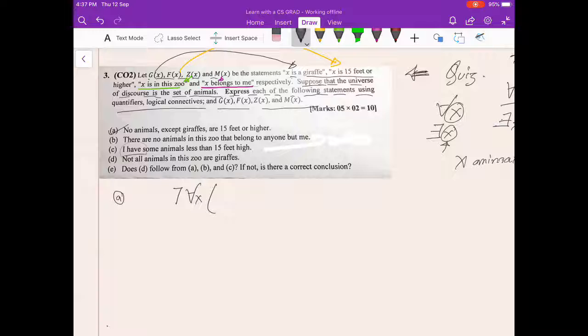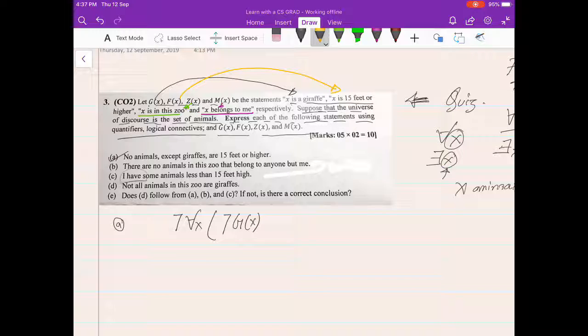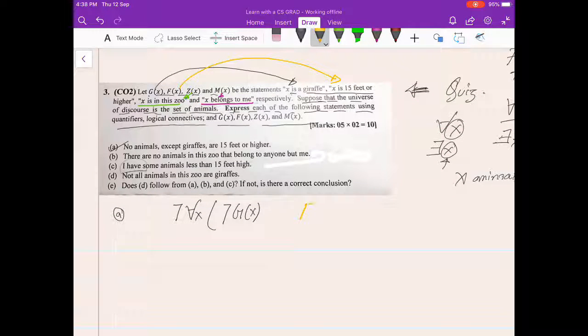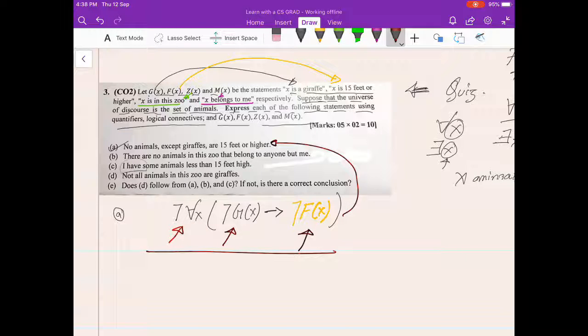So except giraffes. Giraffes are G(x), so except means not G(x), and are 15 feet or higher, the yellow line represents x is 15 feet or higher, so F(x). But it says no animals except giraffes, so we put a not sign here. So what did we do here? This says not all animals, this says not giraffes, this says not 15 feet or higher. The whole statement gives us the actual question: not all animals that are not giraffes are 15 feet or higher. Only giraffes are 15 feet or higher, other animals aren't.